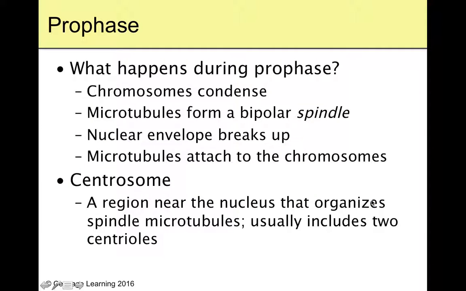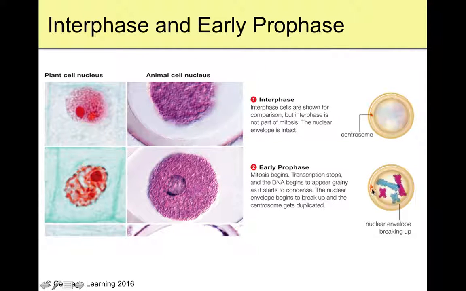So what happens during prophase? Alright, let's see how close we were, huh? Chromosomes condense, check. Microtubules form a spindle. Our nuclear envelope breaks up, check. Microtubules attached to chromosomes, check. Okay, so we've got a lot going on already. Centrosomes, these little guys right here, these two orange fellows.